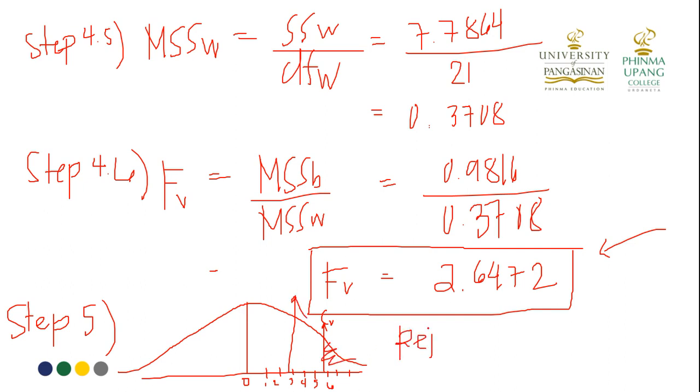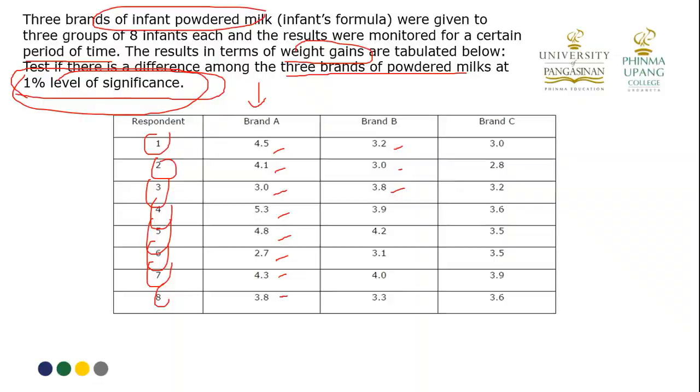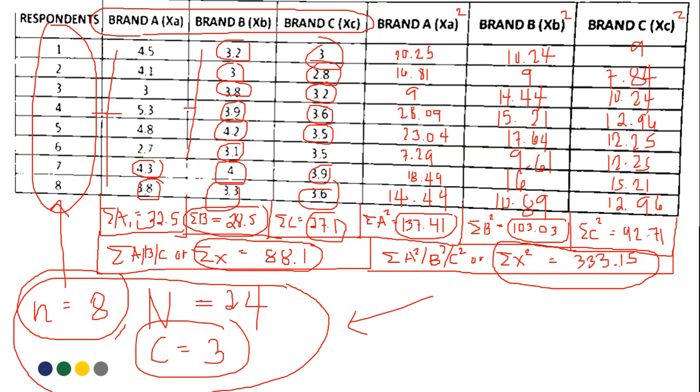So ibig sabihin, sinong i-reject? HA. Reject natin yung alternative. Accept natin HO. Ibig sabihin, there is no significant difference kapag HO. So, accept natin si HO. Reject HA. Accept HO. Final answer. May tanong kayo? May katanungan ba?